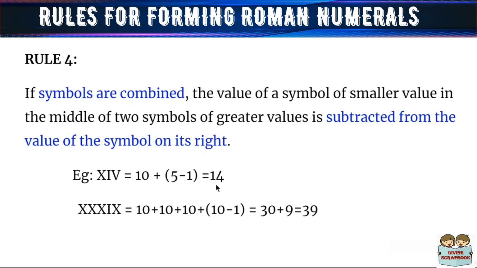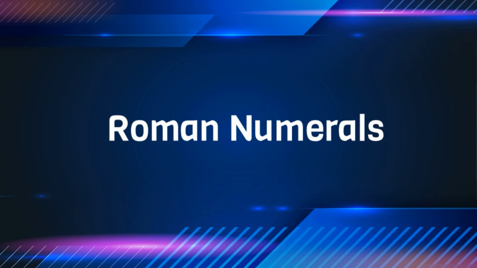Similarly, if we take XXXIX, XXX is 30 and IX will be 10 minus 1, which is 9. So 30 plus 9 is 39. This is how Roman numerals are formed.